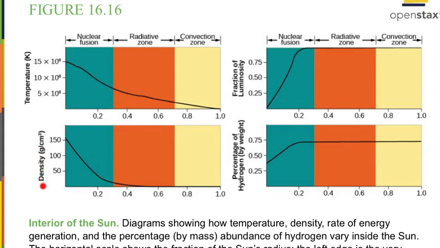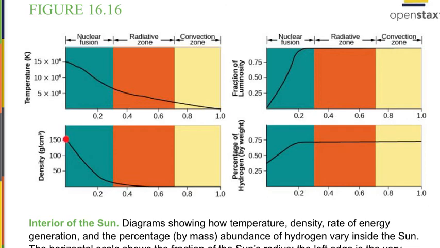Over here, same graph, except the density. The density in the core of the sun is 160. Remember, the density of water is 1. We said the average density of the sun was 1.4. The stuff way out here is way below that. The stuff way in here is way above it.